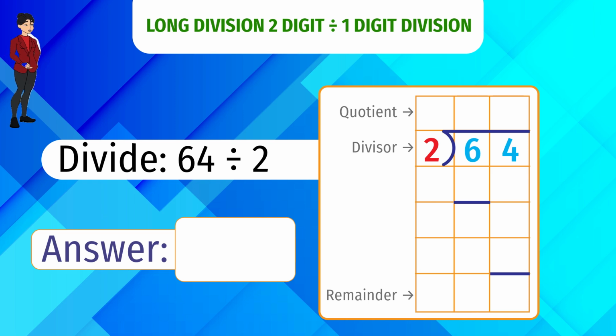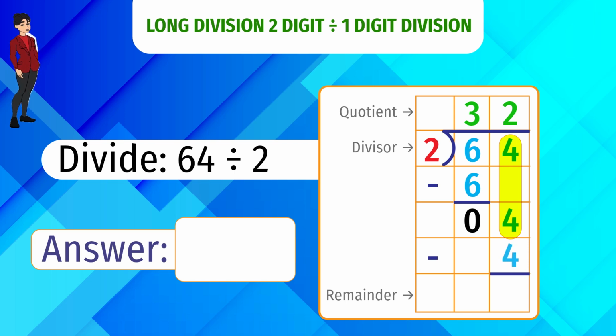2 into 3 equals 6. Write 6 below 6 of the divisor. Subtract 6 from 6 and you get 0. Now the next digit, 4, is written next as shown. 4 is divided by the divisor 2. You get 2. Write 2 in quotient space.